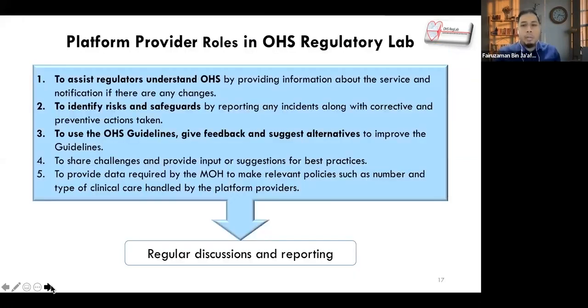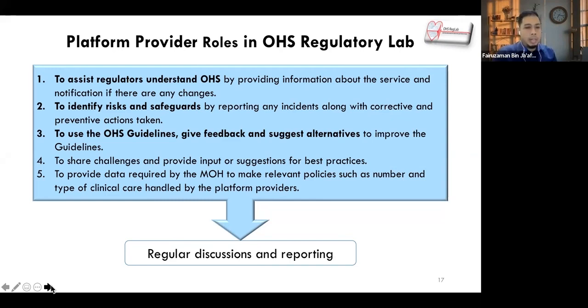So what are the platform provider roles in the OHS regulatory lab? Firstly, they are here to assist the regulators understand OHS by providing information about the service and to notify if there are any changes. So the business models of the OHS may change according to the technology and by the growth of industry itself. Next, to identify risks and safeguards by reporting any incidents along with corrective and preventive actions taken. This is in line with the healthcare principles of safety. Then, to use the OHS guidelines, give feedback and suggest alternatives to improve the guidelines, which is one of the main activities for the first cohort. And we have received quite a large number of inputs for the OHS guidelines itself. And to share challenges and provide input or suggestions for the best practices.